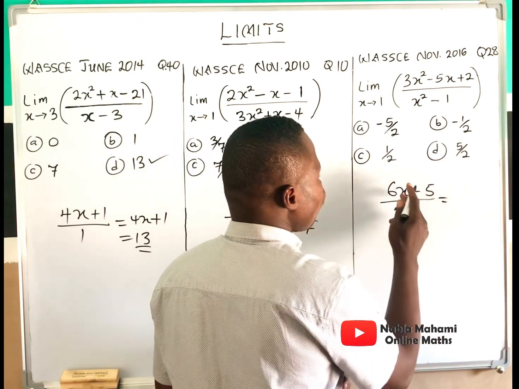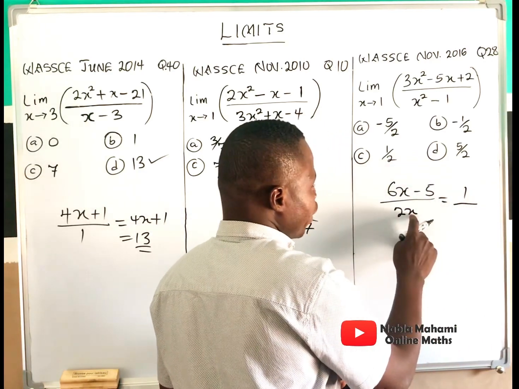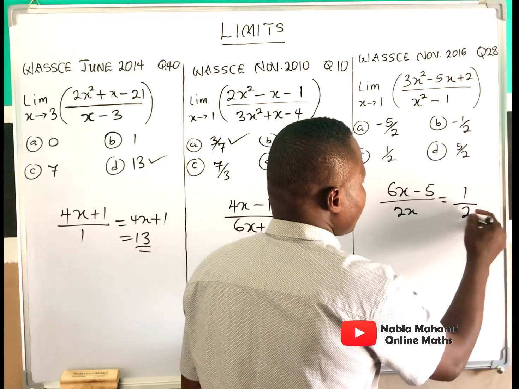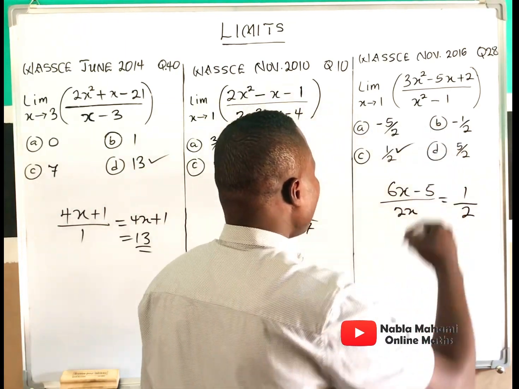So here it will be 1 times 6, which is 6. 6 minus 5 is 1, over, putting 1 here, 1 times 2, which is 2. That means my answer is 1 over 2. So wherever you see the 1 over 2, you select that one, which is C.